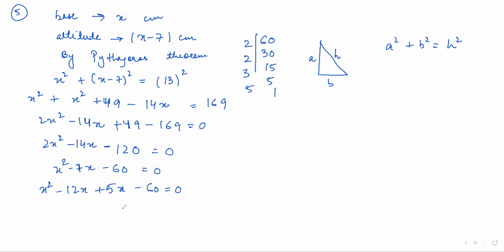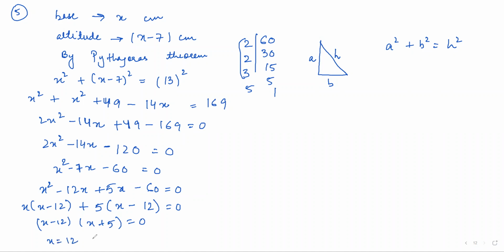Yes, Rida? Any problem? No, ma'am. Is this too fast? No, ma'am. Okay. Now you take x common, so x minus 12. Now plus, you can take 5 common. 60 is actually 12 into 5, so if you take 5 common, you are left with x minus 12. Now x minus 12 times x plus 5 is equal to 0. So you will get x equal to 12 and x equal to minus 5.